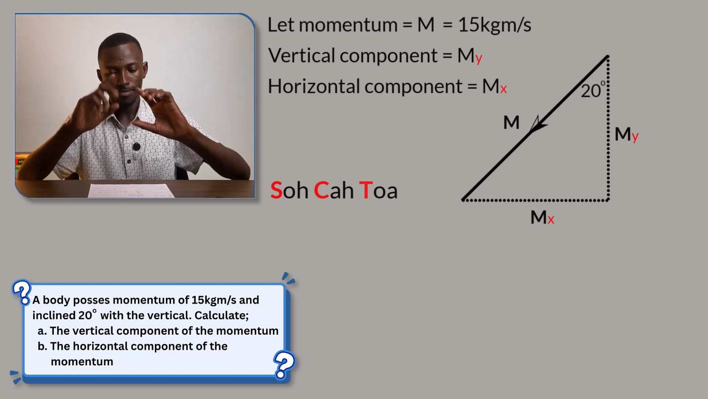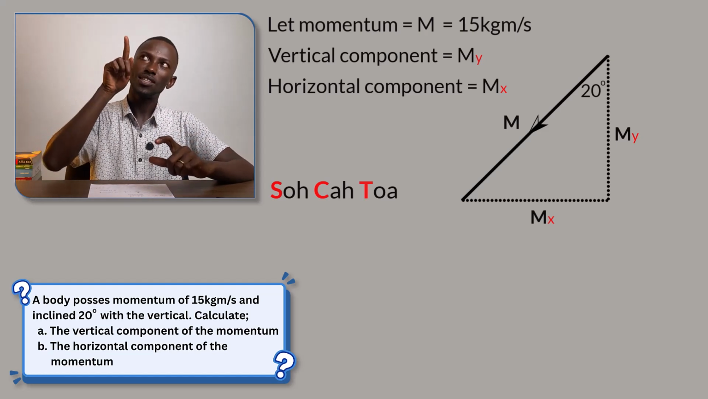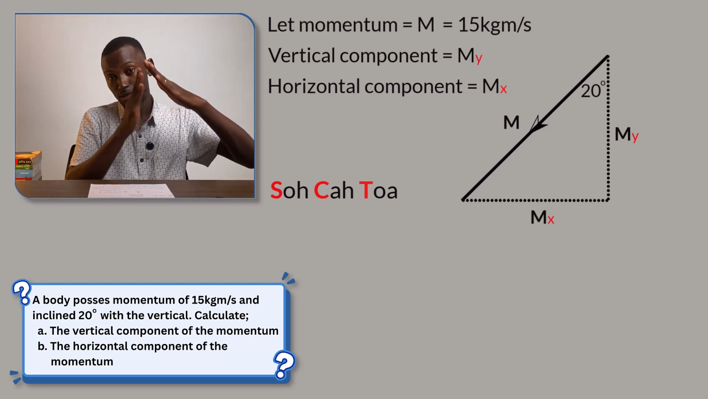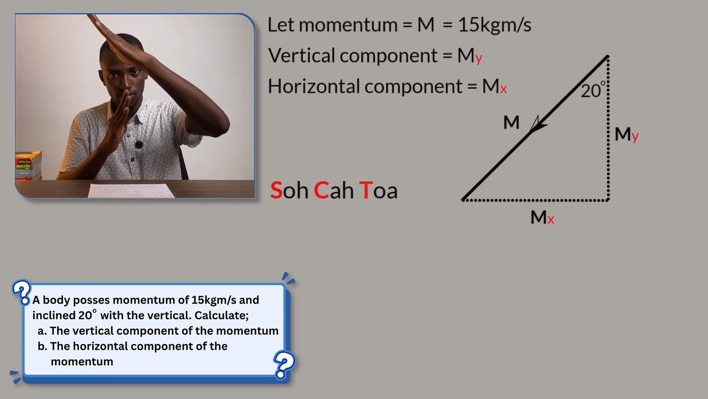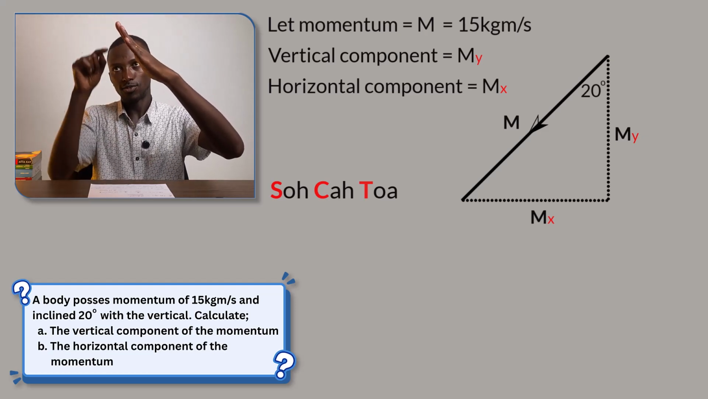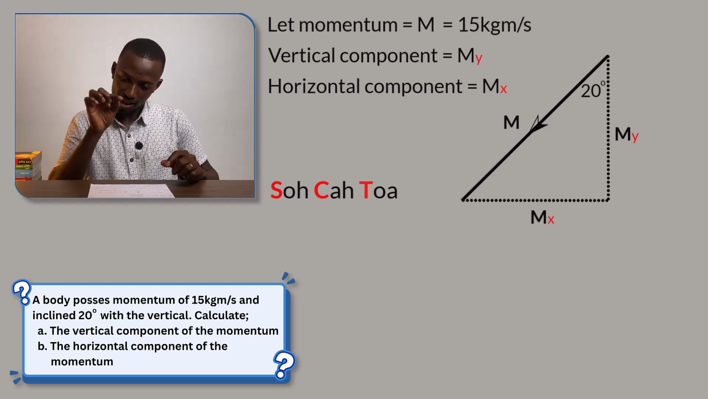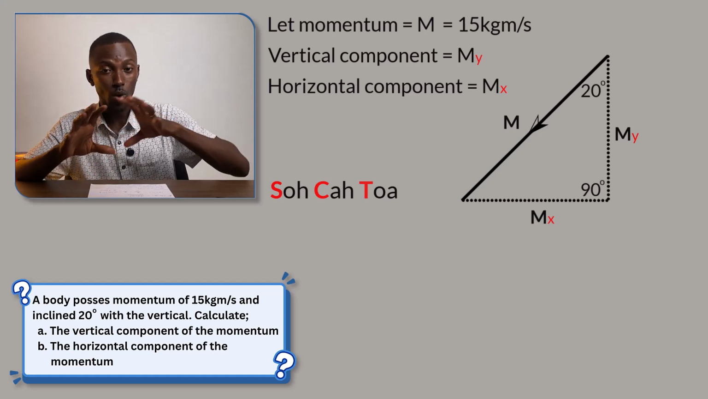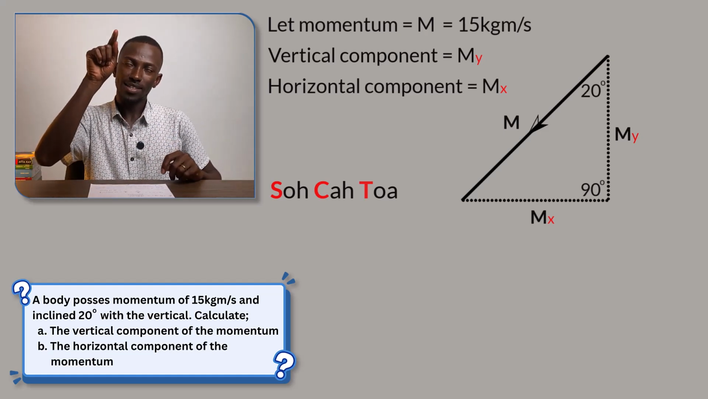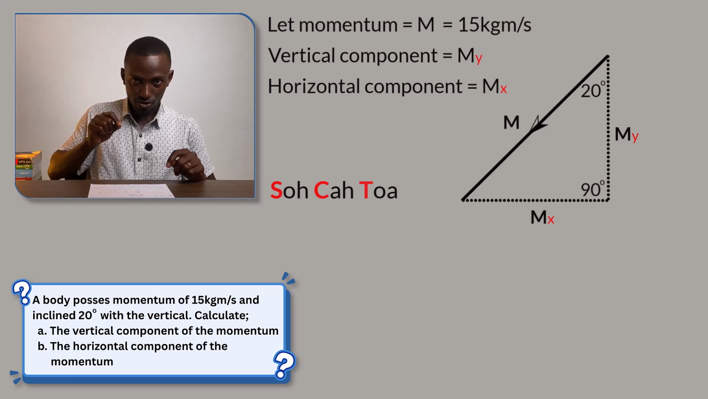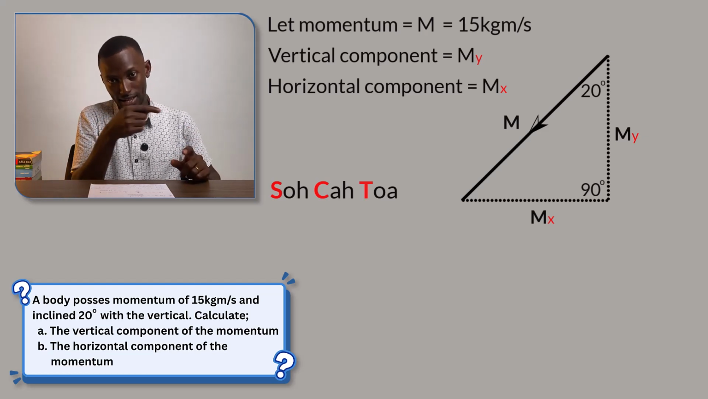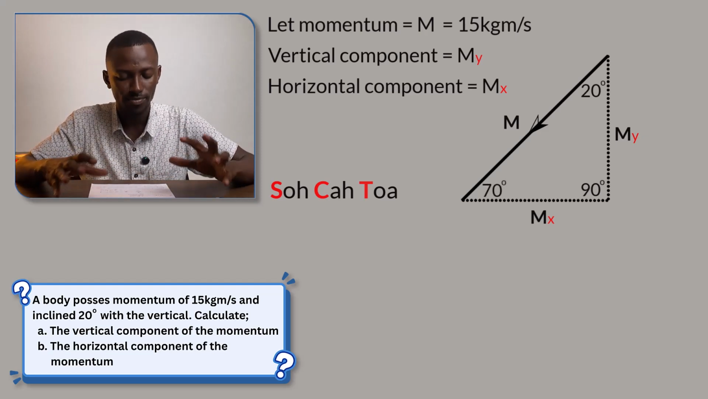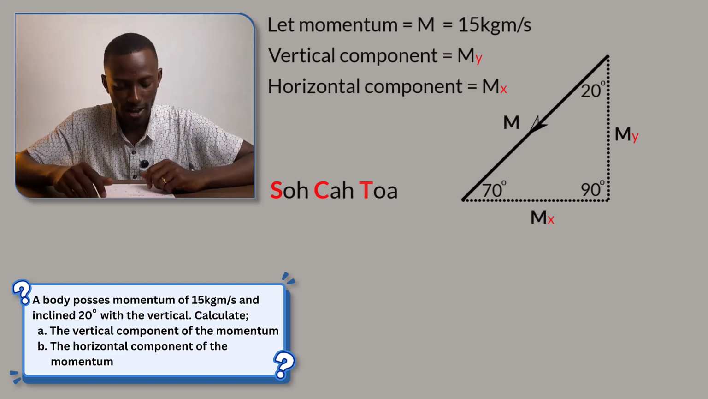Now, if you look at the diagram on the screen, we have 20 degrees at the top. That is the angle at which the momentum is inclined with the vertical. So this is a right angle triangle. If this is 20 degrees, the right angle is 90, and the total angle in a triangle is 180. So the corner is 90, and this corner is 20. That means the missing corner is 70 degrees. So we found all the angles in the triangle.